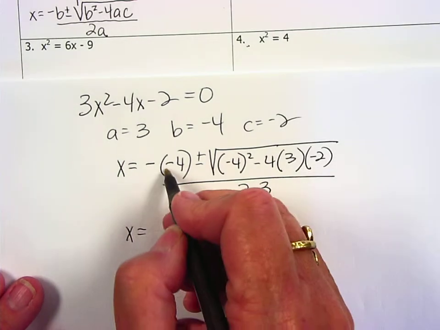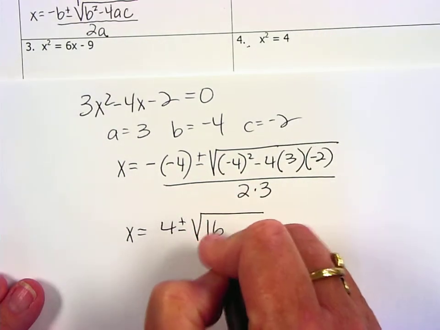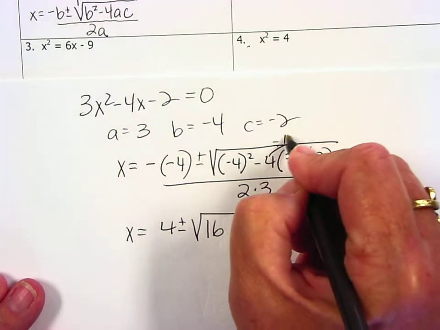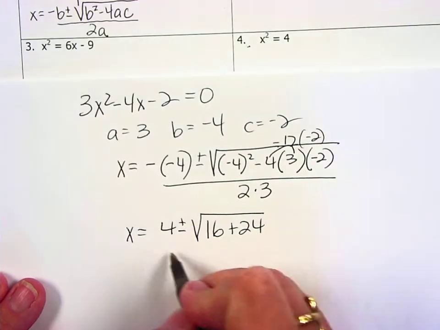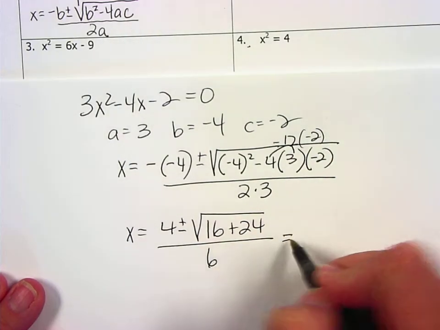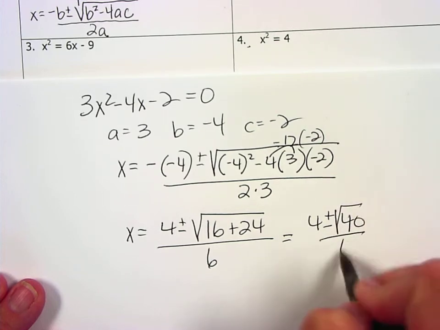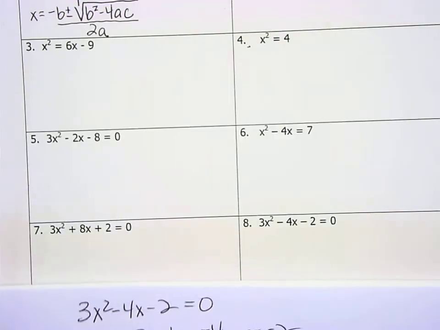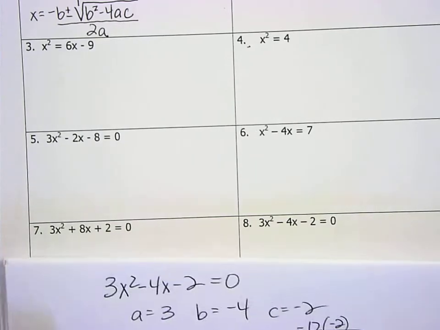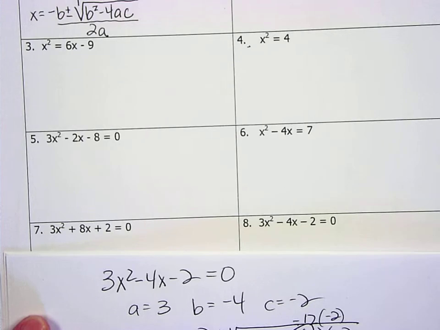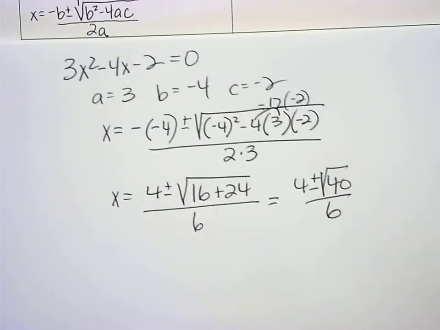x equals +4 plus or minus the square root of 16, -12 times -2 is +24, all over 6. 4 plus or minus the square root of 40 all over 6. Oh my gosh, it's kind of the same as the last one, isn't it? Well, it was -8. Huh, crazy. That answer I'm okay with.